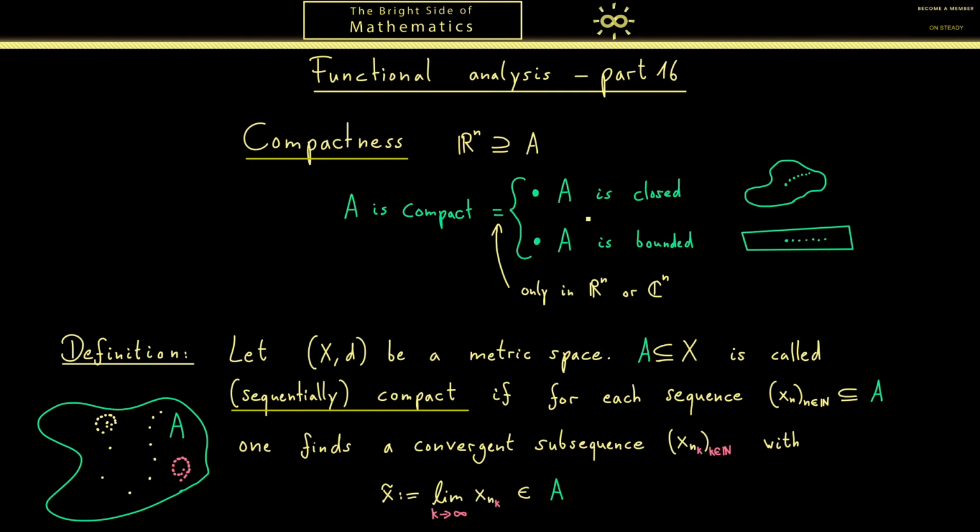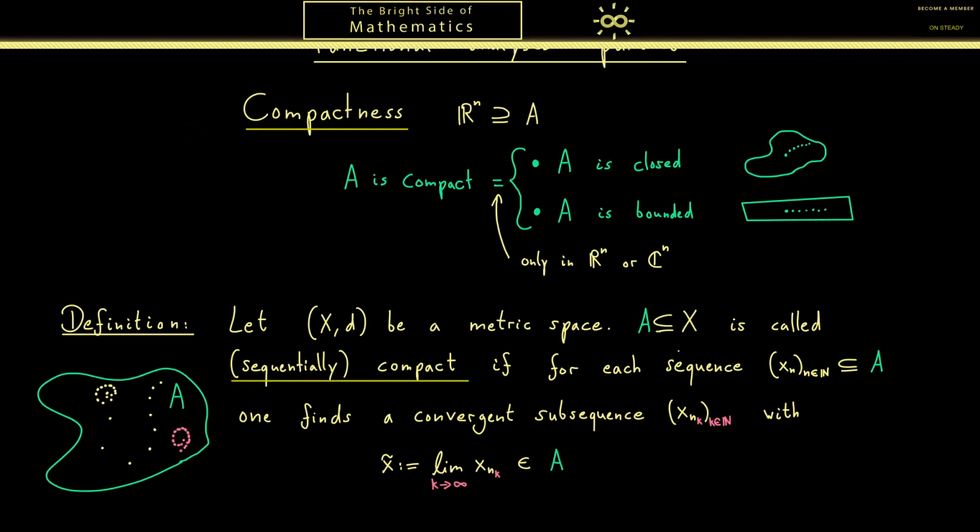Now if you go back to Rn with this knowledge, you immediately see this excludes unboundedness. Because if you tend to infinity, you can't find such a convergent subsequence. Also the set has to be closed, otherwise you can just choose a sequence that has a limit outside of the set A. Then of course you can't add a new limit with a subsequence.